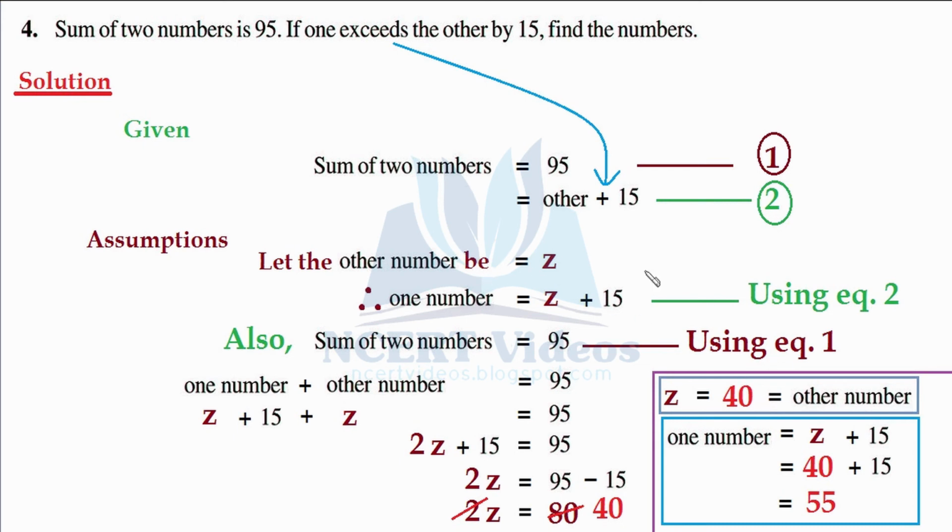And what is one number? It is other plus 15. That is, we can use equation number 2. So z plus 15. Z we found is 40, plus 15 is 55. So therefore, if you want to verify your solution, if you now add 55 plus 40, it will give you 95. Hence, our required solution is correct. The best part of solving these equations is that you can always verify your answer. With this, our question number 4 is completed.